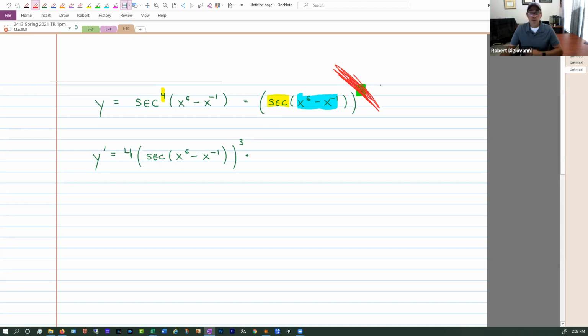So now just treat this like it's a new problem. You have an inner layer and an outer layer, and just do the same thing. So we start with the outer layer, which is secant, right?